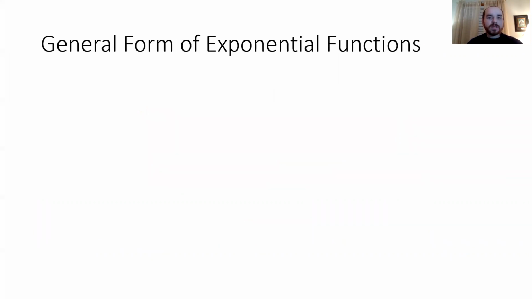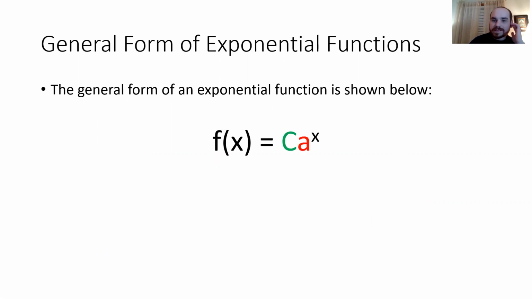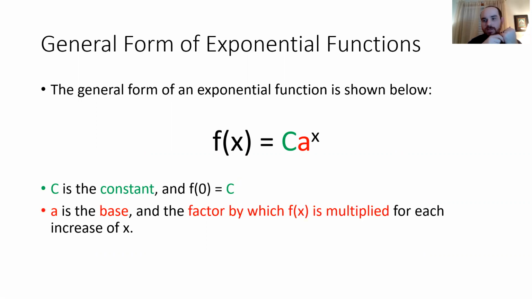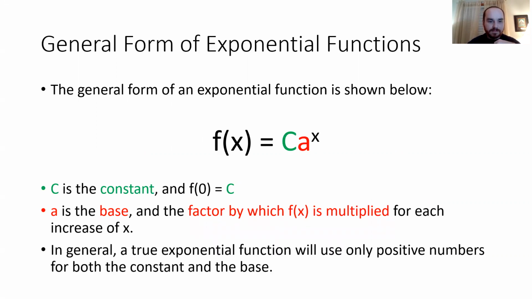So the general form of exponential functions is f of x equals c times a to the x. In this case, c is the constant. And one of the things to look for is that f of 0 is always going to be equal to c. We'll talk about why that is in just a minute, but that is an important thing to note. a is the base. So if we think about a power, it always has a base and a power, and then x is, of course, going to be the power in this case. And it is the factor by which f of x is multiplied for each increase of x.